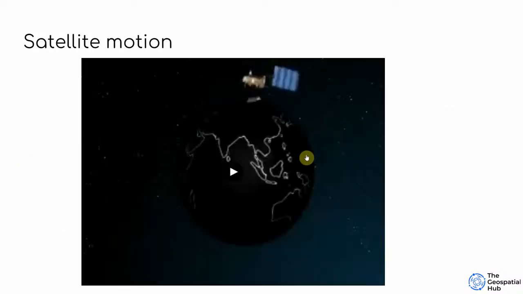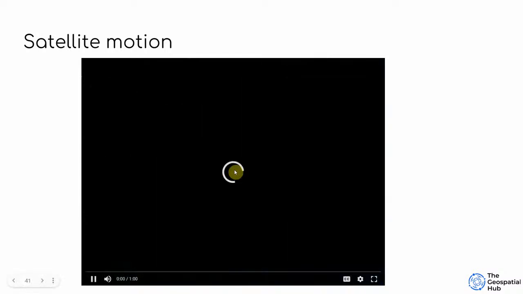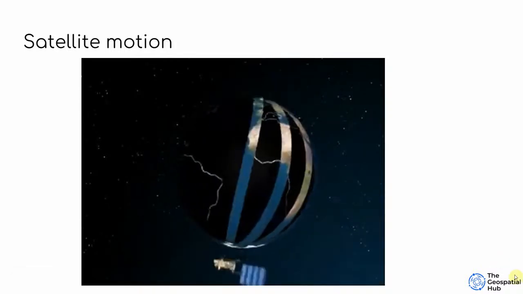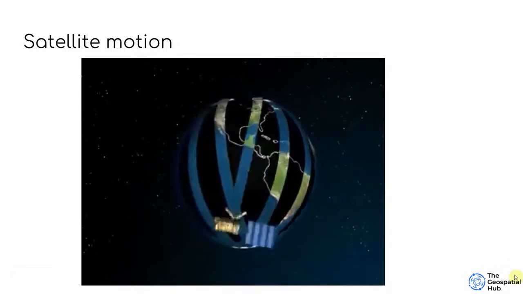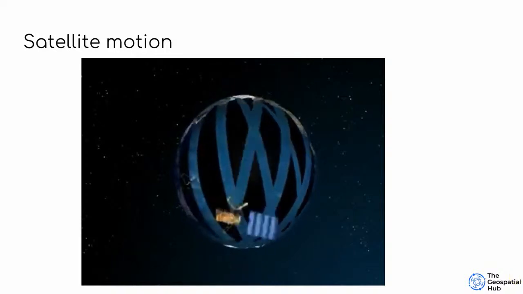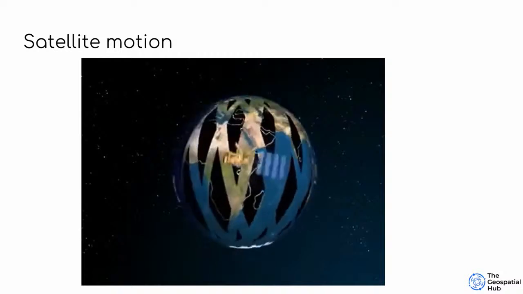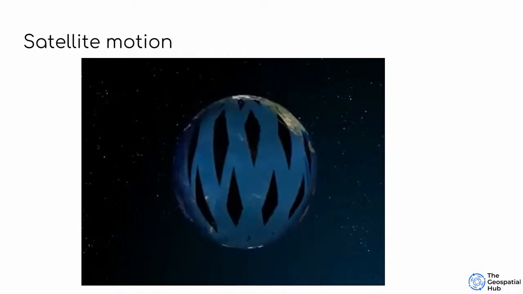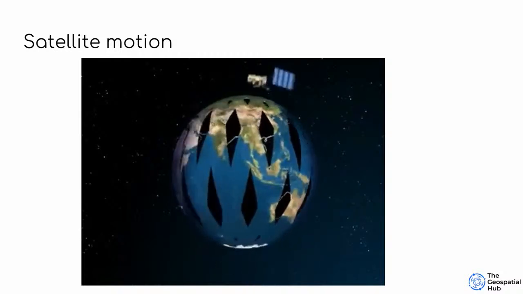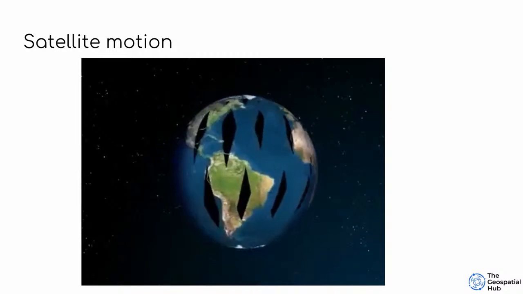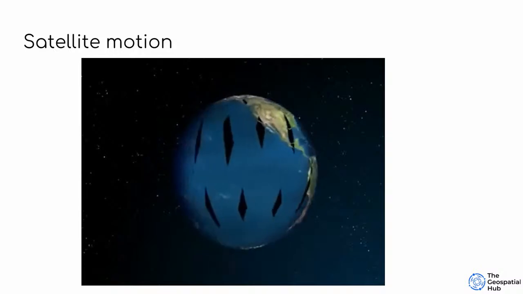We're moving on to a short video. The video is just a demo of how the satellite moves. It's a 1 minute video. This is how the satellite moves and covers the entire Earth. If you notice, it is moving in the polar orbit. It's going from north to south, and the Earth is also rotating beneath it, and it's covering the entire Earth.